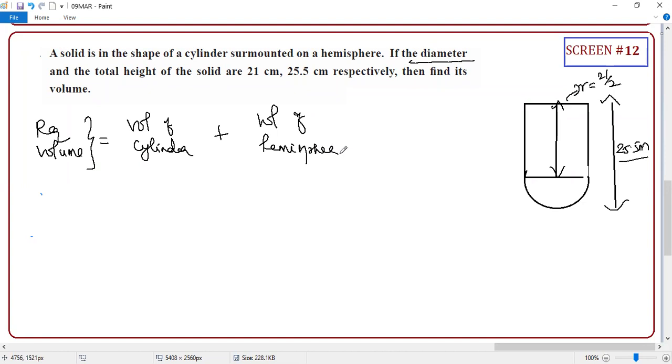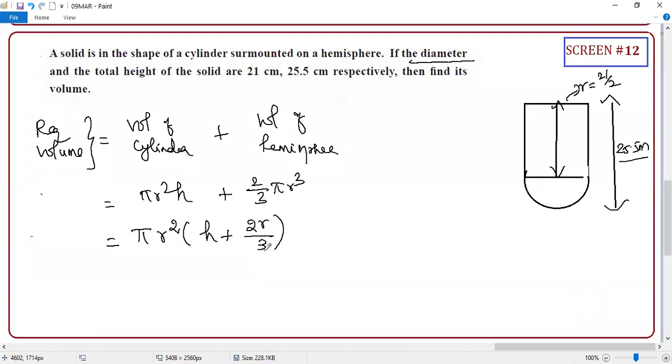Step number 1, writing this expression. Step number 2, writing the formula. Formula is what? Pi r squared h. Volume of hemisphere is what? 2 by 3 pi r cubed. This is what I put there wrongly. Correct or not? 2 by 3 pi r cubed. Guys, step number 1, step number 2, and step number 3 is what? Simplification. Pi r square you can take out. What is remaining? h plus 2r by 3. Correct or not? Any mistake if I'm doing, correct me now itself.